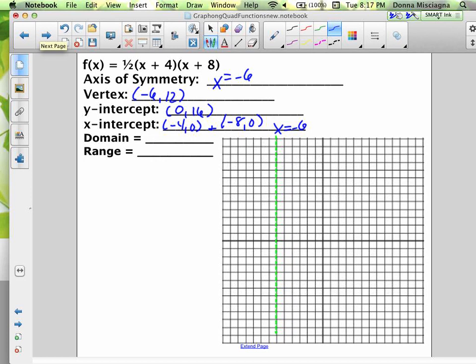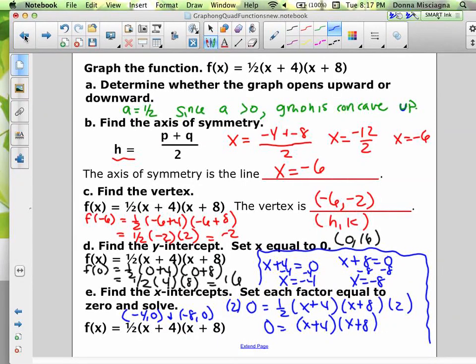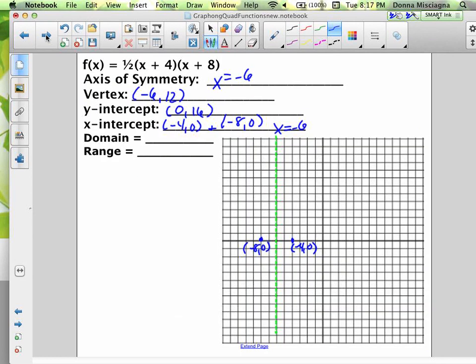Now all we've got to do is graph our points. So we have negative 4, 0. Sorry, I sneezed there. Negative 8, 0. Those are our x-intercepts. And then the vertex is, it's not upside down. So was it supposed to be negative 6, negative 12? Did I just write down the wrong value? Oh, it's negative 6, negative 2. So obviously I just didn't remember the right value.